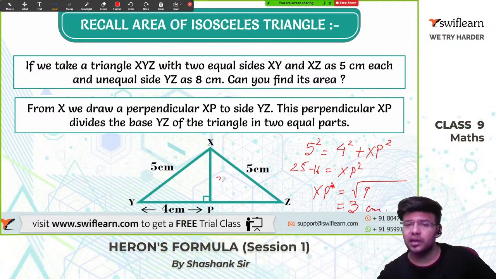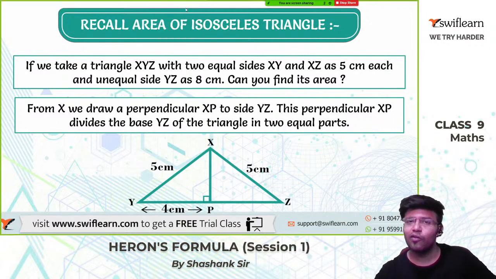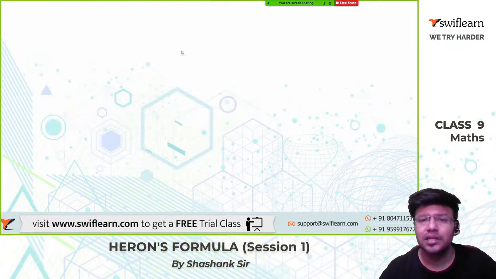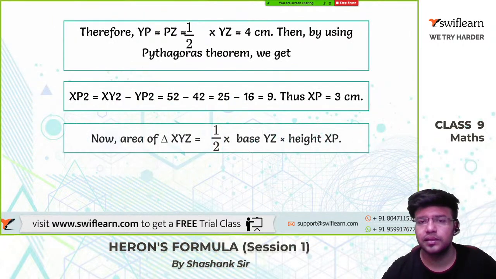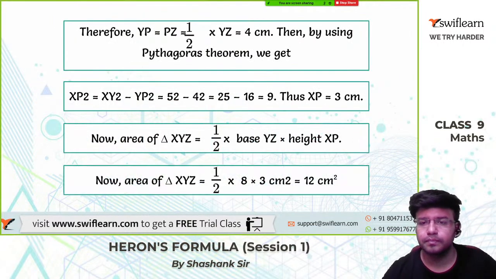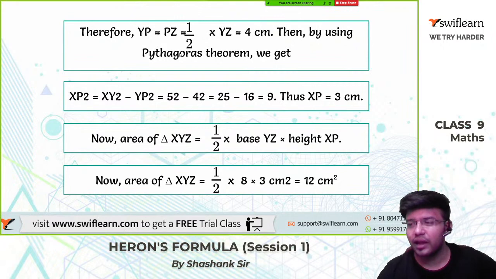XP is 3 centimeter. So half base is 8 centimeter, height is 3 centimeter. This is the area of the isosceles triangle. So 12 centimeter square is the area of this triangle XYZ.